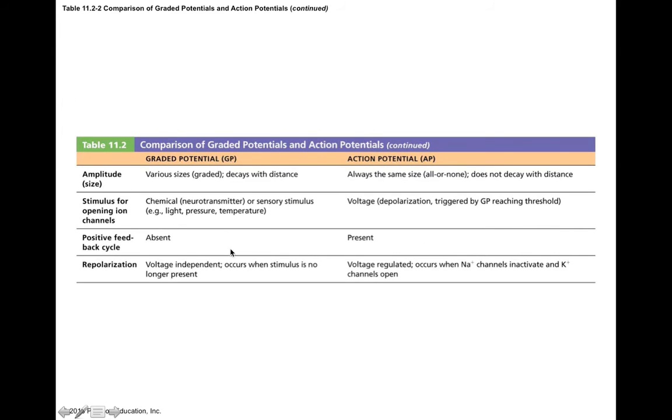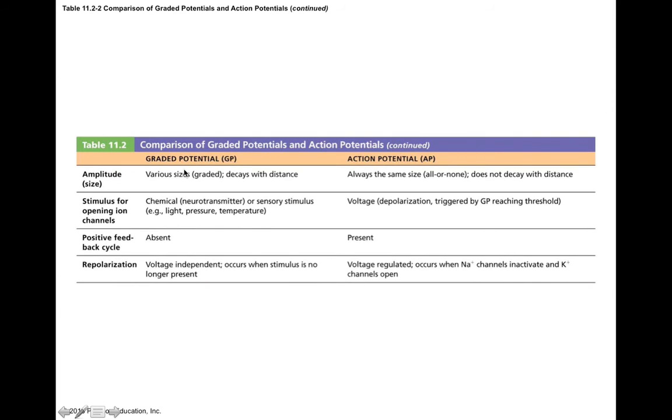Now, in terms of a graded potential versus an action potential, just a comparison and contrast: we see that the amplitude can vary in size, and that's what makes these graded. However, action potentials are always the same size, and they're all or none. Graded potentials decay over time and distance, whereas action potentials don't. Graded potentials are stimulated by lots of different types of stimuli, like light, pressure, or temperature, and action potentials are only triggered by depolarization. So you need enough depolarization at the axon hillock to get to action potential threshold for these to be generated.